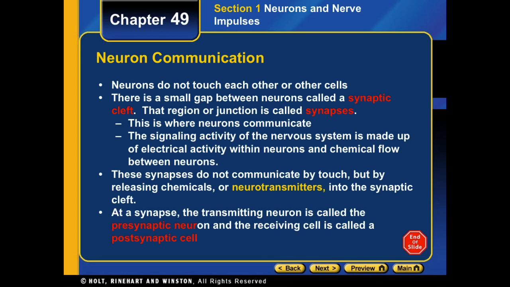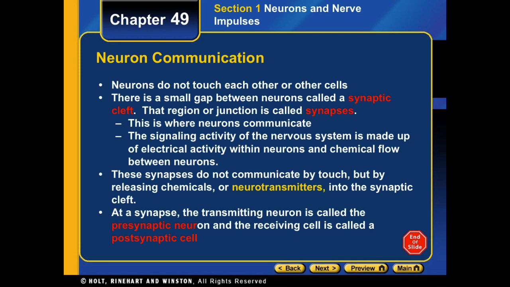So the second bullet says there's a small space or gap between the neurons. That space is called the synaptic cleft, and that region or junction is called the synapse. That space, that synaptic cleft, is where the neurons are going to communicate. There's a signaling activity that's going to happen in the nervous system of eukaryotic cells.